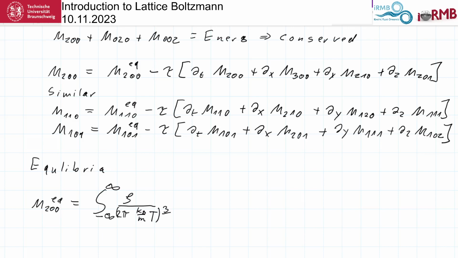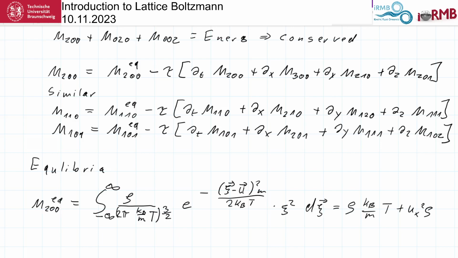Times the temperature to the power of 3/2, I believe, and this times e to the power of minus xi minus macroscopic velocity u squared, times the mass divided by 2 Boltzmann constant temperature. So this is the equilibrium distribution, and to get the moment we have to multiply this by xi squared, because we are looking for M200. Then we integrate this. I'm using Mathematica because I'm lazy and this looks difficult, and what I get out is the density times k Boltzmann divided by particle mass times T plus ux squared times rho. So this is what I get.